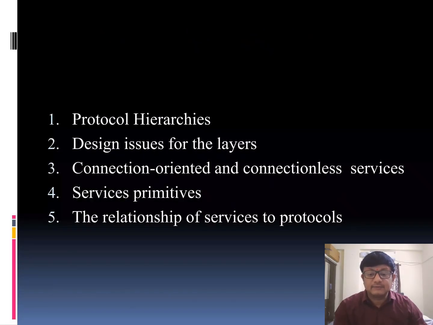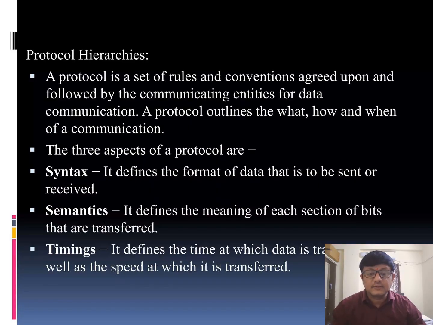So what are the different stages in network software? They are protocol hierarchies, design issues for the layers, connection-oriented and connectionless services, service primitives, and the relationship of services to protocols. First, let us see what protocol hierarchies are.